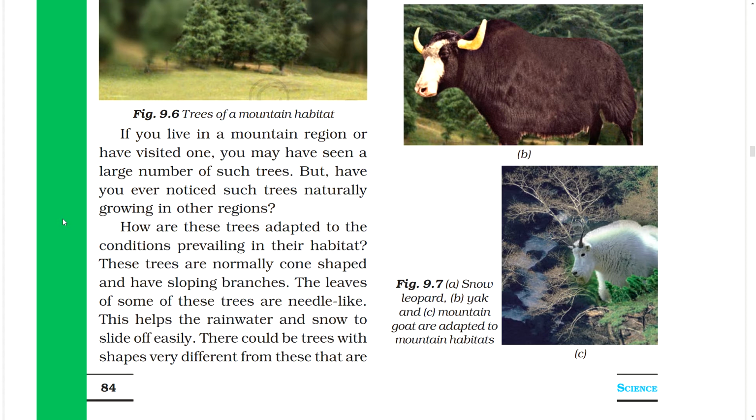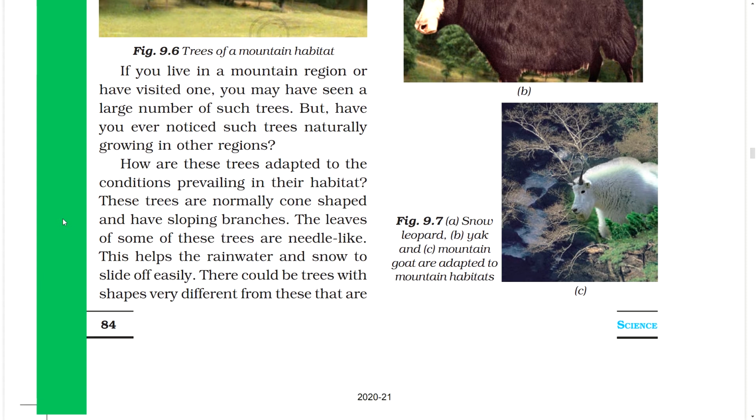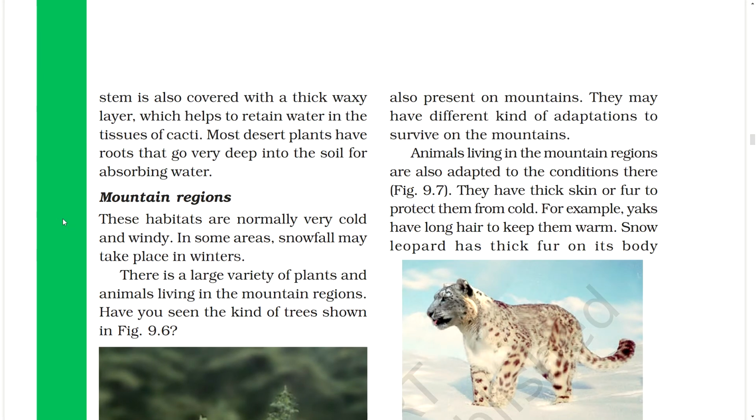These trees are normally cone-shaped and have sloping branches. The leaves of some of these trees are needle-like. This helps the rainwater and snow to slide off easily. There could be trees with shapes very different from these that are also present on mountains. They may have different kinds of adaptation to survive on the mountains.